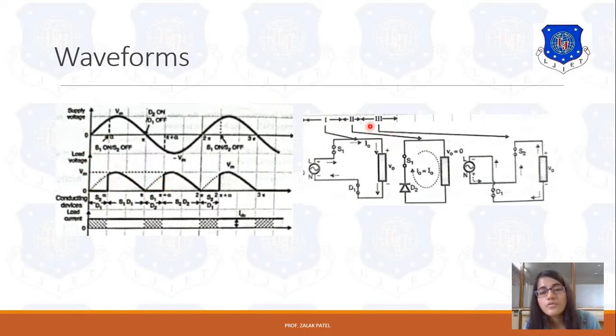Now if we talk about mode 2, it is when S1 and D2 operate. So it looks like this. Here you can see that the freewheeling action can take place and the circuit is closed. Here the load is connected, so the equivalent voltage will drop through this path. In case of mode 3, the equivalent circuit looks like this. S2 and D1 will operate, and please note the current direction as well as the voltage waveform.